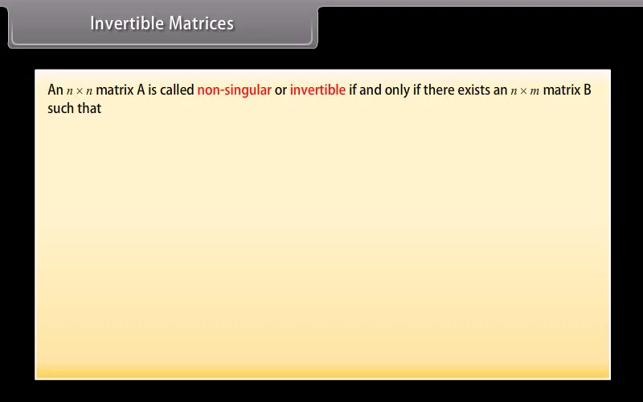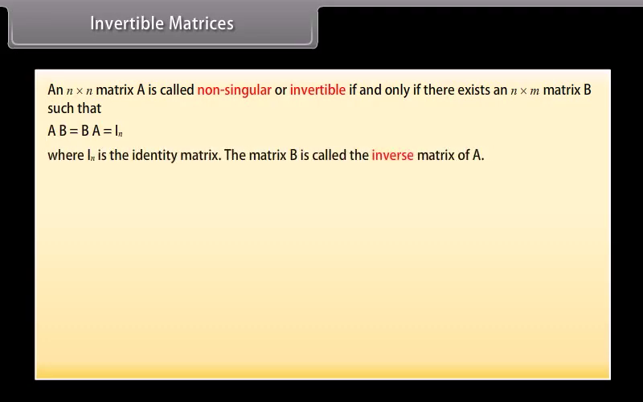Invertible matrices. An n by n matrix A is called non-singular or invertible if and only if there exists an n by n matrix B such that AB is equal to BA is equal to I_n, where I_n is the identity matrix. The matrix B is called the inverse matrix of A.